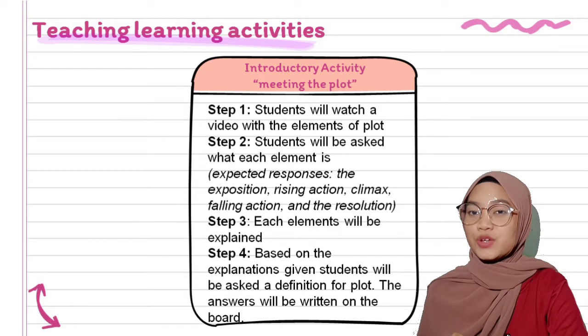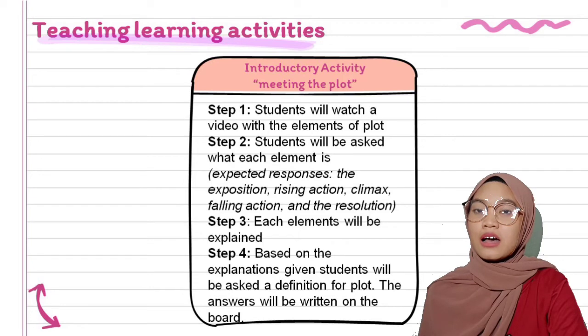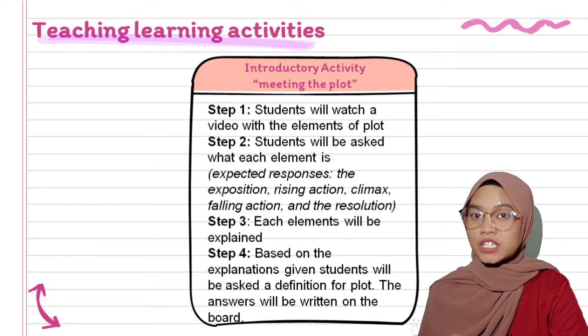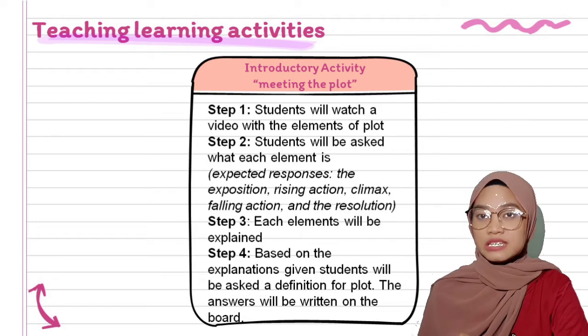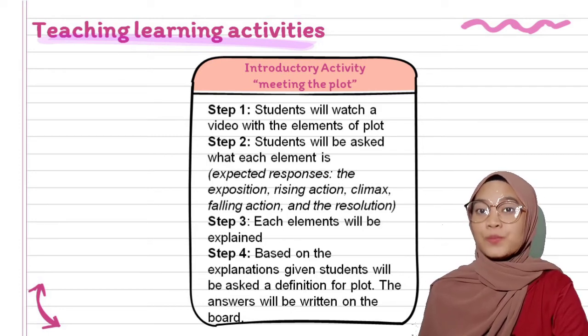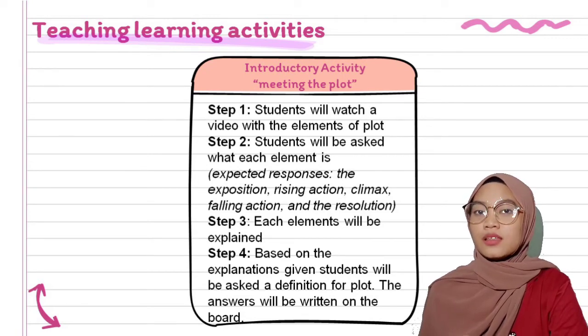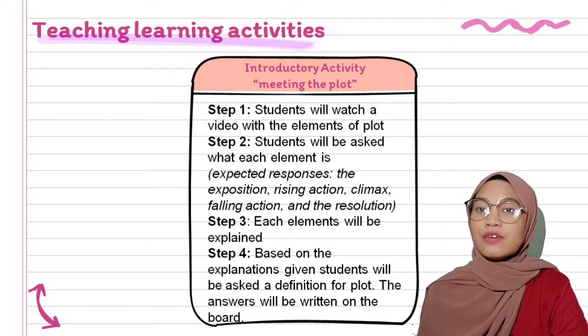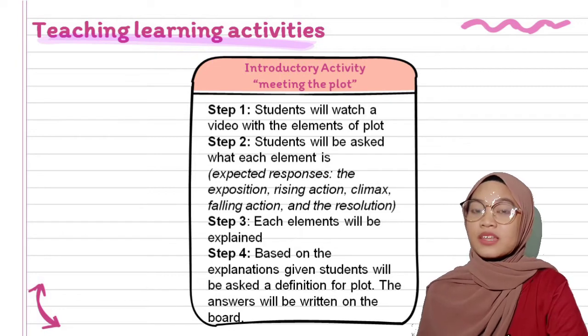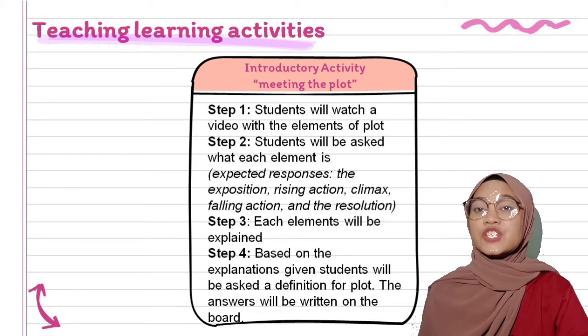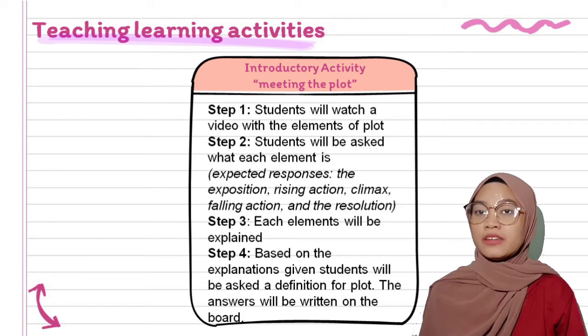Step 1. Students will watch a video with the elements of plot. This video is an animated video that makes it easier for the students to understand. Step 2. Students will be asked what each element is. Expected responses, as I said before, there are 5 elements of the plot: the exposition, rising action, climax, falling action, and the resolution. And step 3, each element will be explained by the teacher.